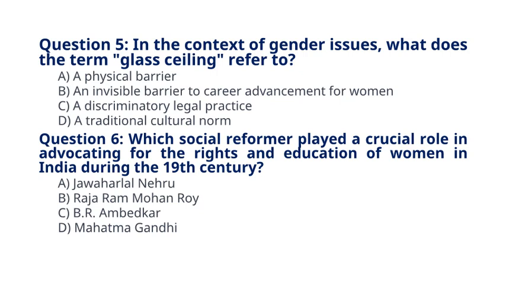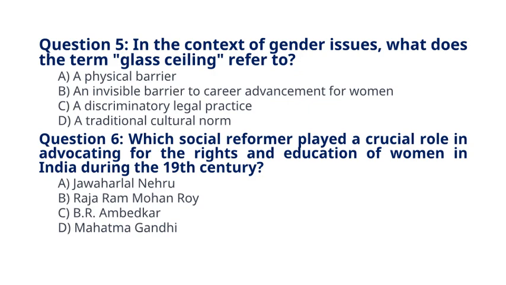An invisible barrier to career advancement for women. Question 6. Which social reformer played a crucial role in advocating for the rights and education of women in India during the 19th century? A. Jawaharlal Nehru. B. Raja Ram Mohan Roy. C. B.R. Ambedkar. D. Mahatma Gandhi. The correct answer for question 6 is option B.